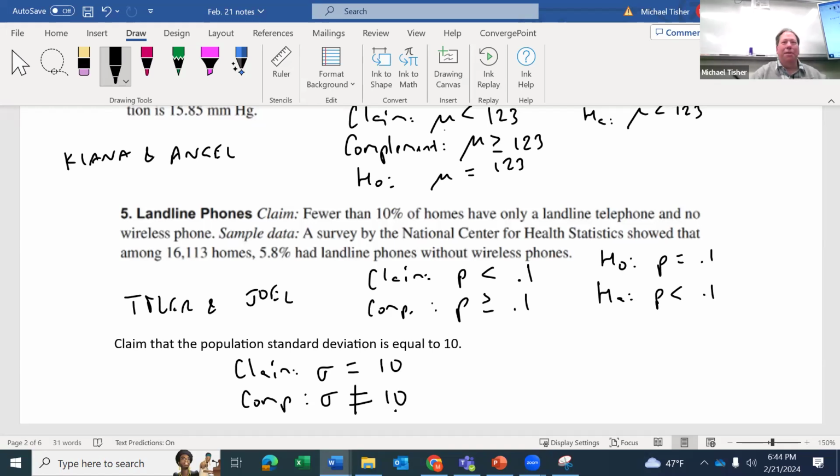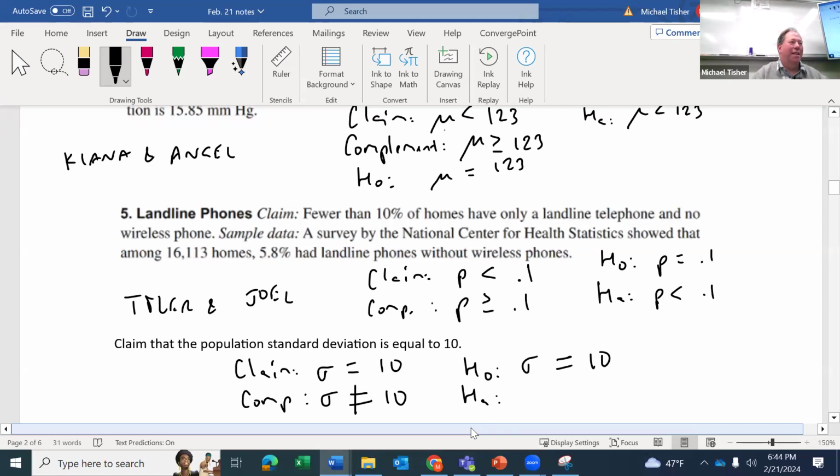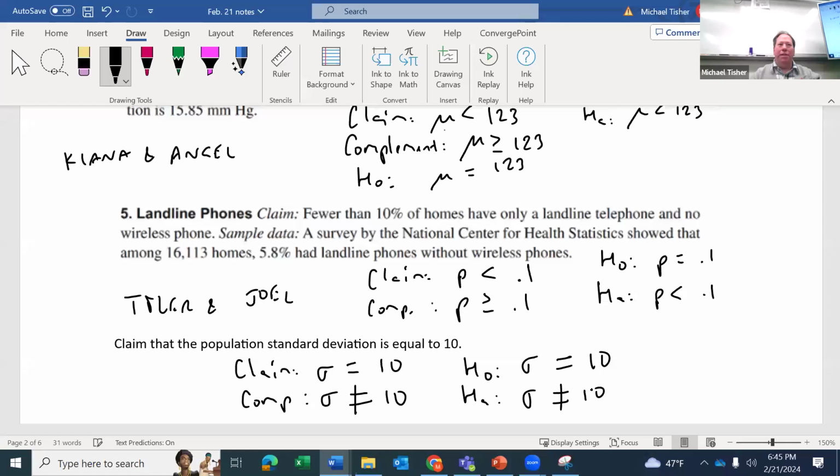So if you're not equal to 10, you're not equal to 10. Makes sense, right? And then HO. HO always has a what in it? Always has equal, no matter what. And HA, what would be HA in this case? Same as the complement. HO and HA will never be the same, because HA will never have equal in it. HO has equal, HA never has equal. It's opposite. So HA is sigma not equal to 10. Any questions on all that?